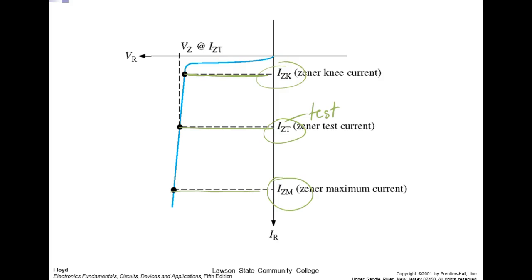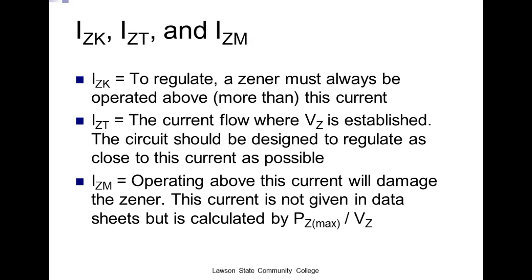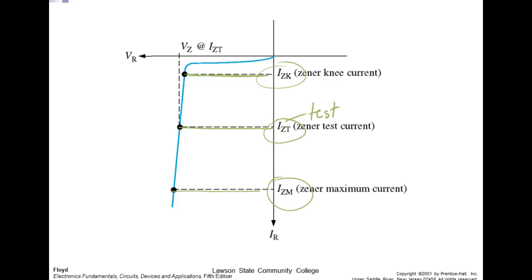But they give you the power and they give you the voltage, so we can calculate it. I is equal to what? Using power, I is equal to P over V. So I can take a 5 volt, 1 watt Zener, take 1 divided by 5, and that gives me the maximum current I should ever let go through that.